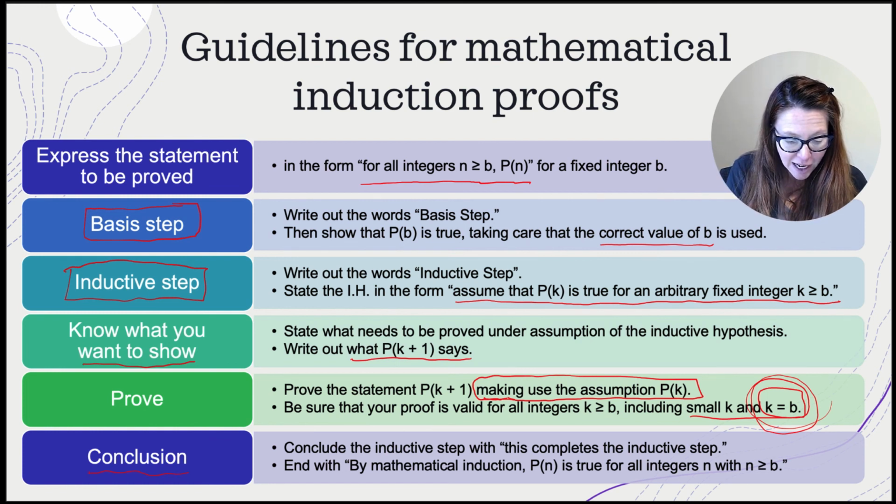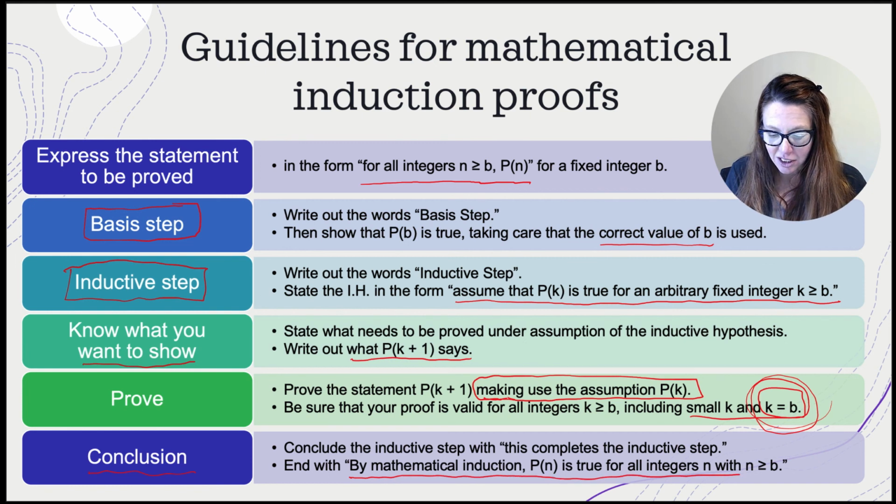And the final wrap up that seals the deal on this proof is you conclude that that inductive step is finished. This completes the inductive step, and end with, by induction or by mathematical induction, P of n is true, whatever that reads to be, for all integers n, where n is greater than or equal to your base step b. And that's it. Induction in a nutshell.